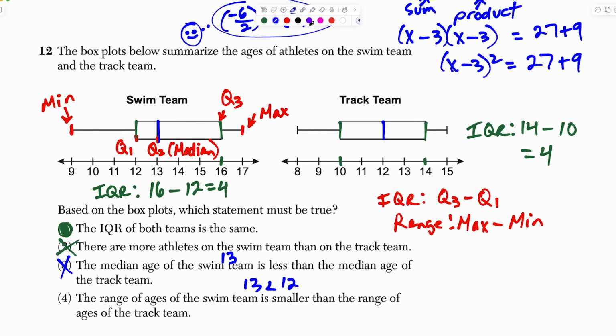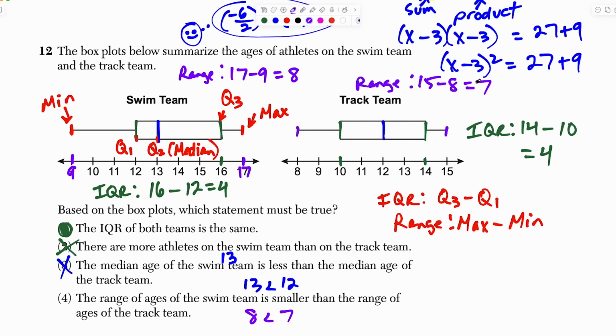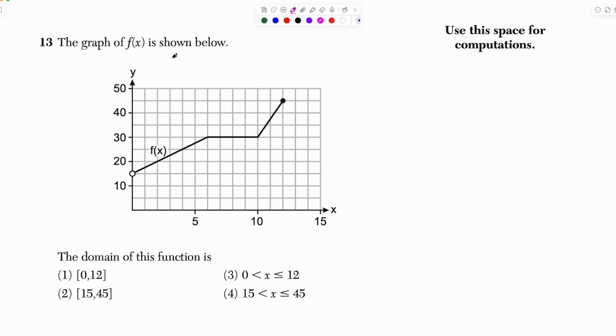The range of ages of the swim team is smaller than the range of ages on the track team. Well, on the swim team, the range of ages we have is from 9 to 17. So the range for swim would be 17 minus 9, and that's going to give us 8. And then the range for the track team would be 15 minus 8. We're going from 8 to 15, and that would be a range of 7. So the range of ages on the swim team is 8, which is not smaller than the range on the track team, which is 7. So that's also not true. Definitely choice 1.